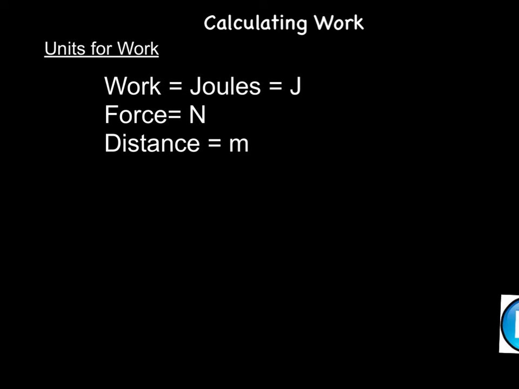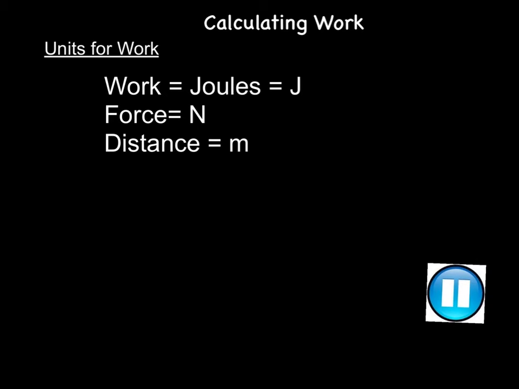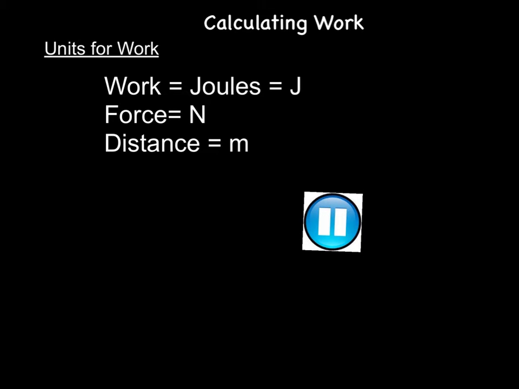The units for work, which is your next heading in your notes, are joules. This is a new unit that you've never encountered before. Work is basically equal to joules, which we abbreviate as J. Just a reminder that force is going to be measured in newtons, and our distances are going to be measured in m for meters. Again, at this point in the video, I'd like you to pause it and write that down under your heading for units for work.